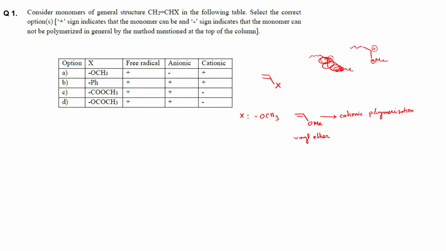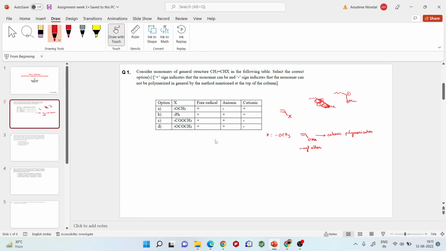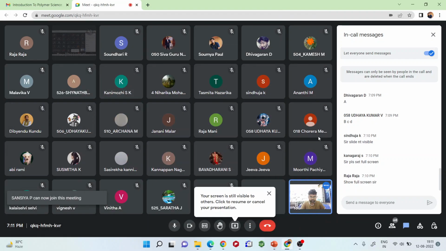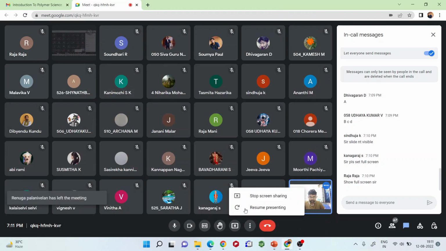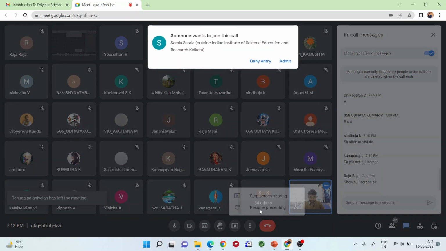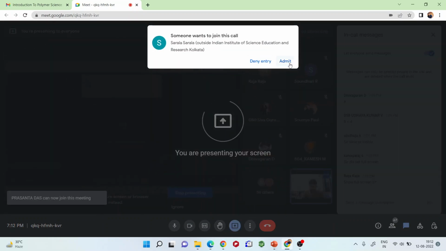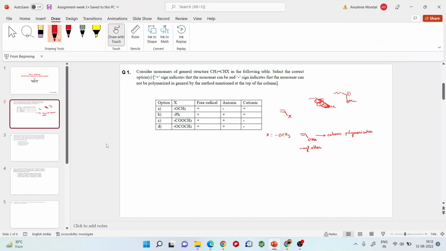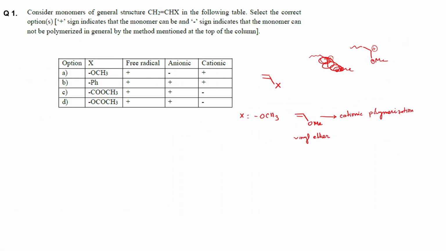Show the full screen. Sorry, something went wrong. Now is it visible? Okay.